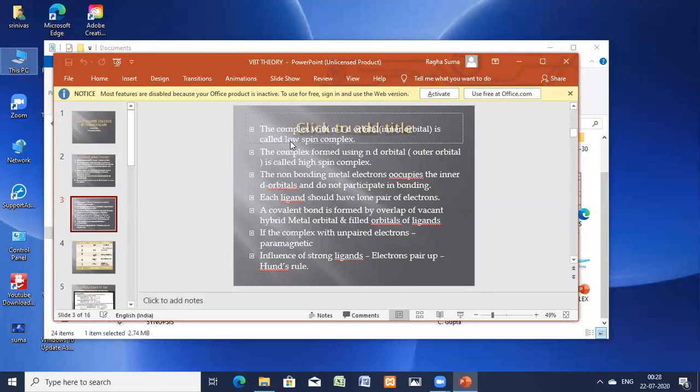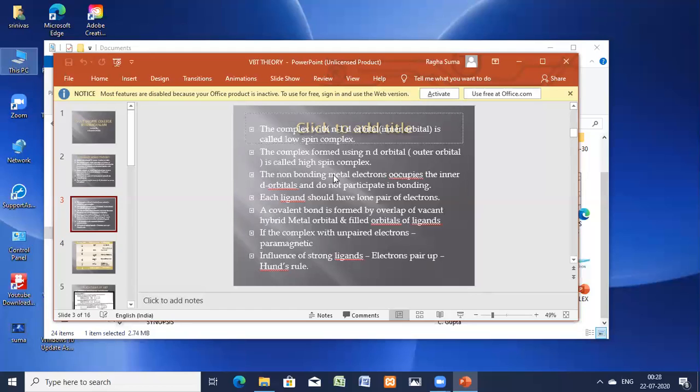It is a low spin complex, and that is a strong field complex. Low spin means it's a strong field complex. If the complex is formed using the nd orbital, that is the outer orbital complex, and since the outer orbital is being used, it is the high spin complex and weak field complex.